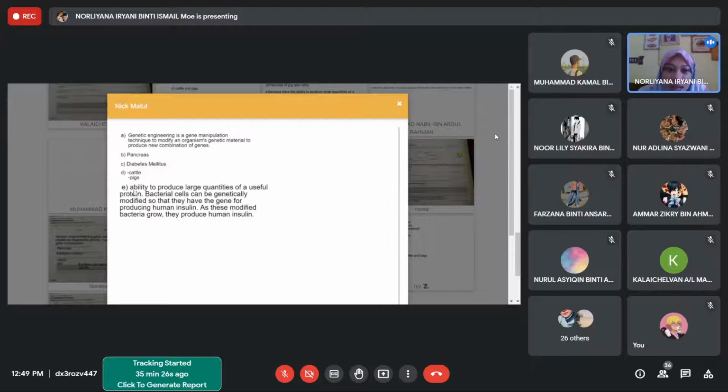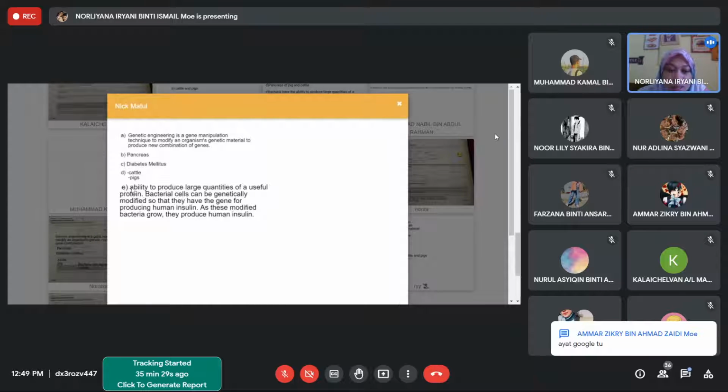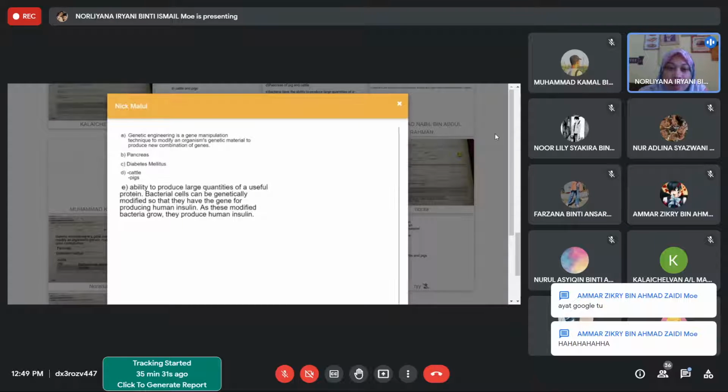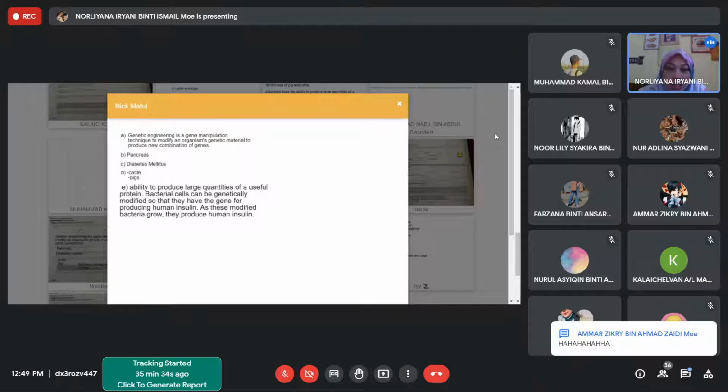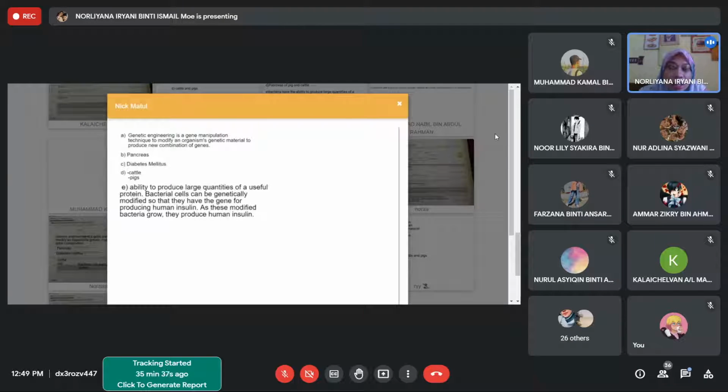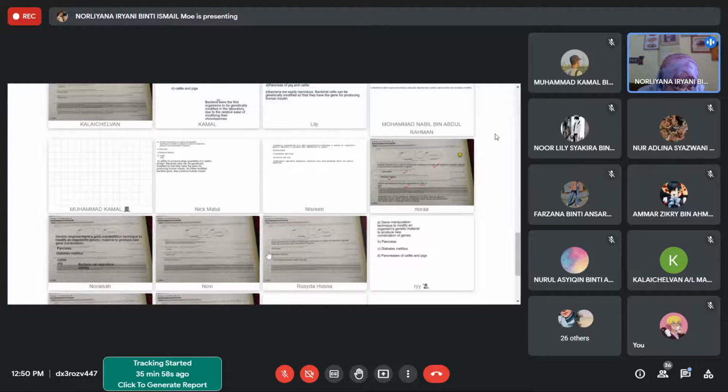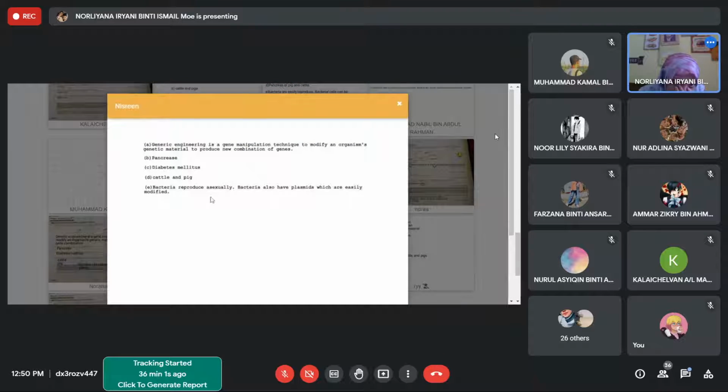For the first part, the first sentence must say bacteria are able to reproduce asexually in a short time. They can reproduce in a large quantity, so you must say here reproduce asexually in a short time. Nisrin: bacteria, plasmid. Okay, correct, 2 marks.